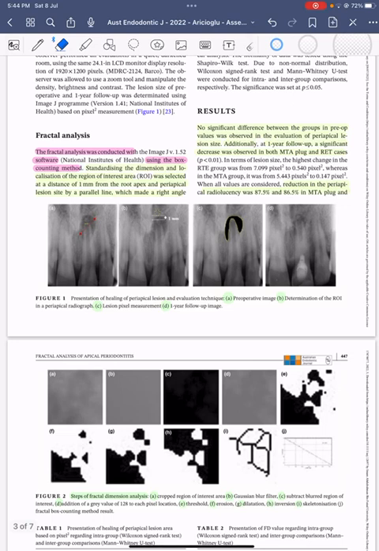Regarding the fractal analysis, it was conducted with the software using the box counting method by standardizing the dimension and localization of the region of interest. The area was selected at a distance of 1 mm from the root apex and periapical lesion site by a parallel line, which made a right angle to the apical and the long axis of the tooth. In the follow-up radiograph, the region of interest was repositioned to the same location according to this distance for each tooth. Each selected region of interest was cropped and duplicated.